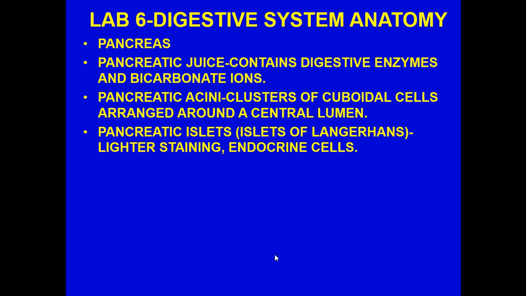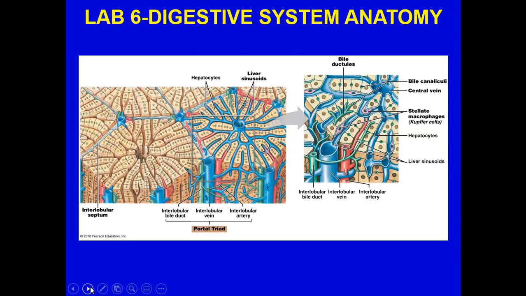Now, that's very different from the pancreatic islets. Remember the islets of Langerhans? The islets are going to stain lighter, and they are purely endocrine cells. The acini stain darker, and they are exocrine cells.